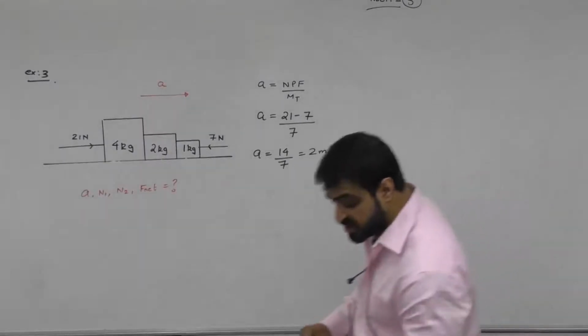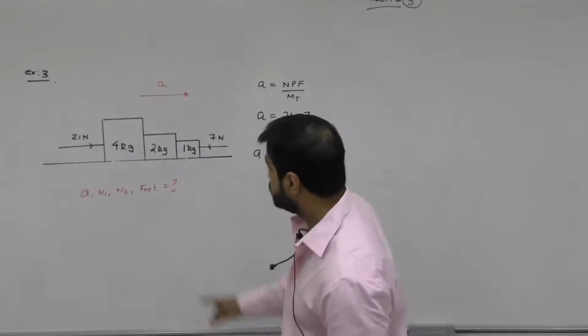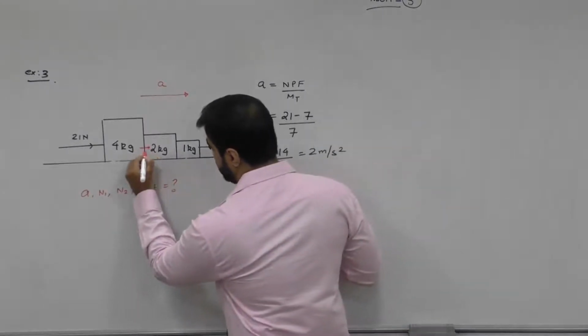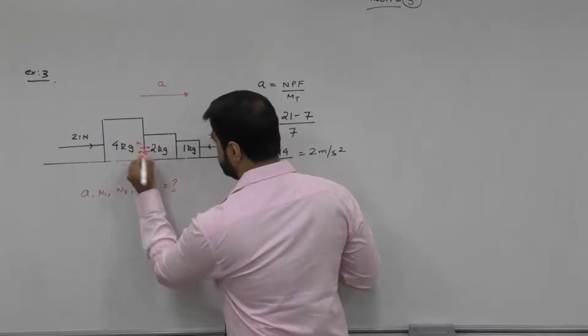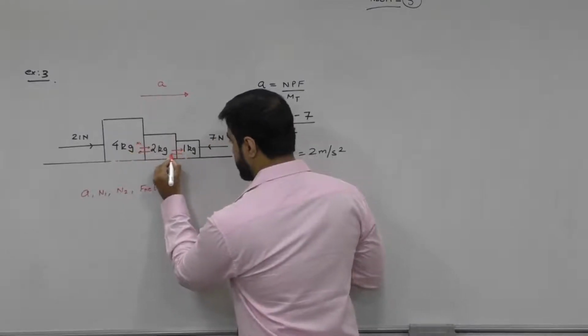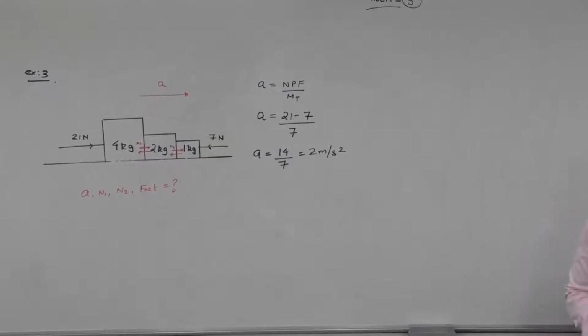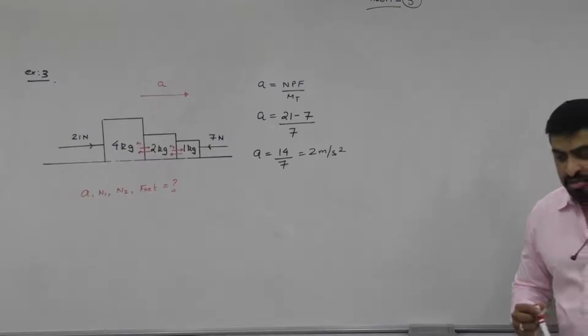Now I need their normal reactions. They are touching. In between them there will be normal reaction. Let the normal reaction be named as N1, N2, correct na? Yes or no beta? So what is the direction of normal reaction? Towards the body. Perpendicular to the surface and towards the body.